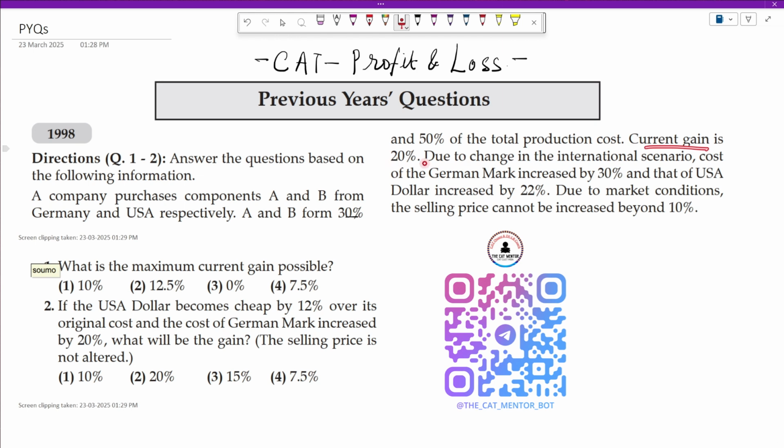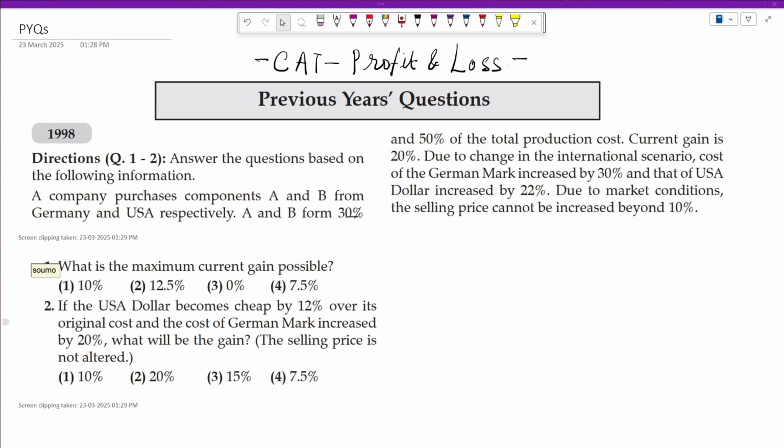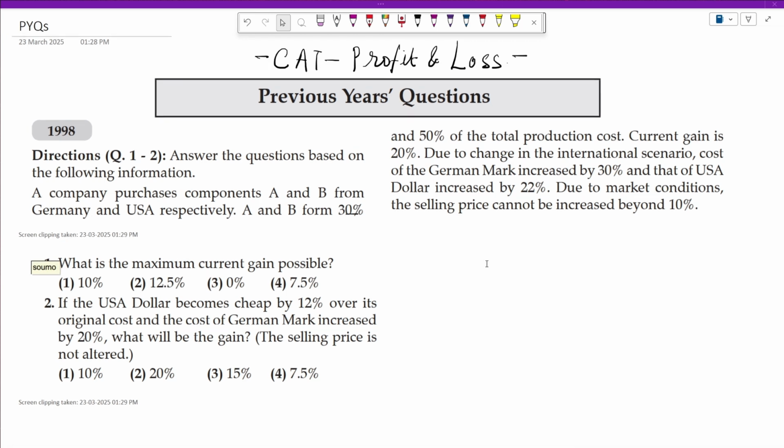Current gain is 20%. Due to change in the international scenario, cost of the German mark increased by 30% and that of the US dollar increased by 22%. Due to market conditions, the selling price cannot be increased beyond 10%. And then you have your question. This is your question number 1, which says what is the maximum current gain possible? And then there is a question number 2 also. At this point, I would highly recommend you to pause the video, try to decipher the question.